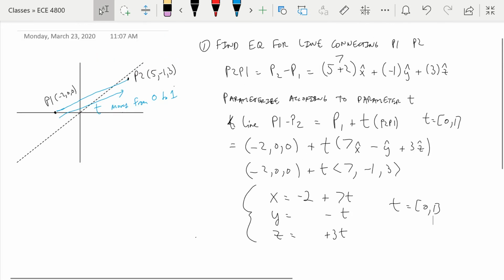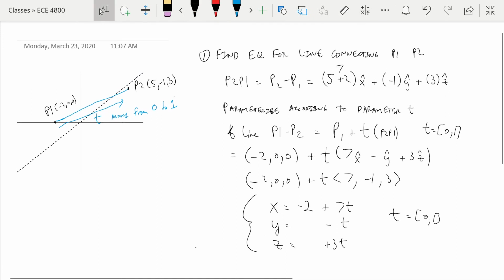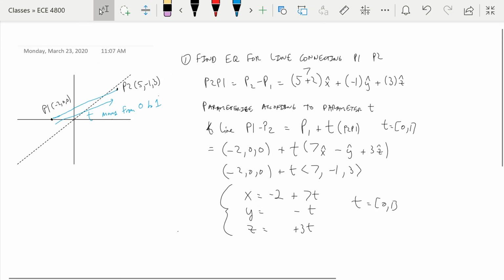If you use this type of parameterization approach, it will work with any 3-dimensional line. You can have very complex, like helical lines, curvy lines, and you can define 3-dimensional lines where the 3 coordinates in space, x, y, and z, are all defined in terms of this parameter t. The example I showed you here is a simple line, but parameterization will work for other types of more complex lines too. Okay, so that's the first step.